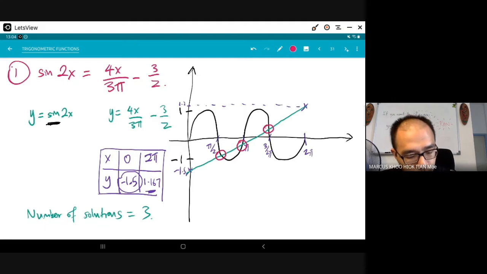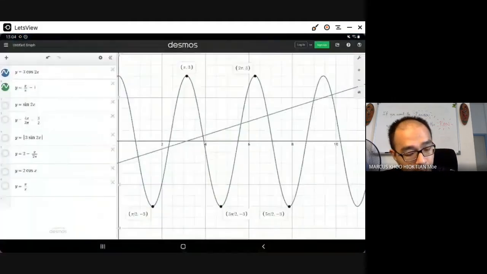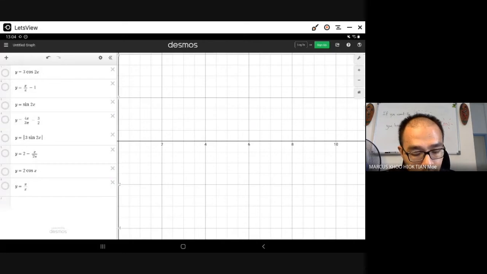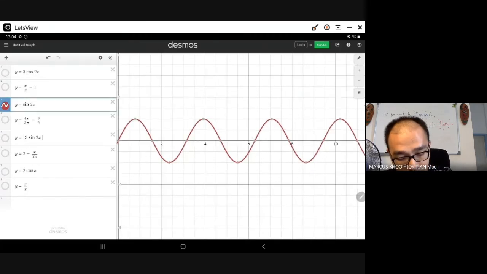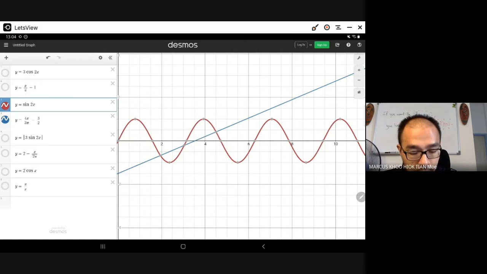If we do this on the Desmos app, you will get the same thing. y equals sine 2x will be this. 2 cycles from 0 to 2 pi. 1, 2, to 2 pi is here, this is 2 pi. And then the second one is this. You can find that from 0 to 2 pi, they intersect 3 times.